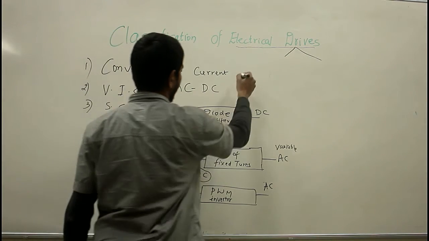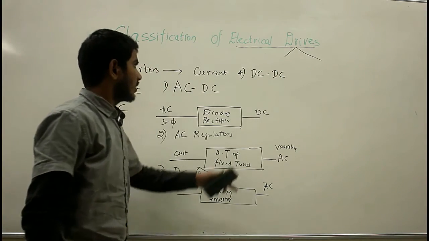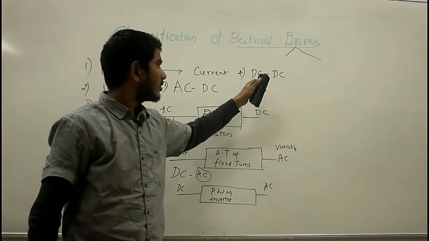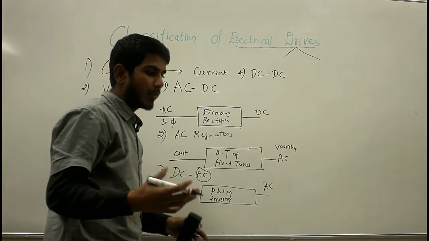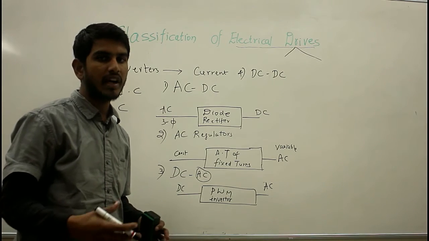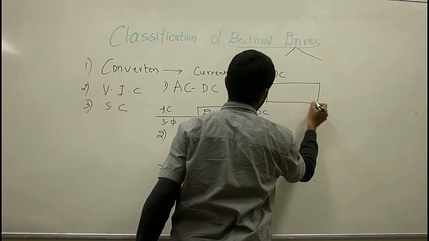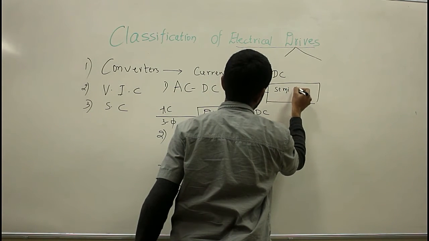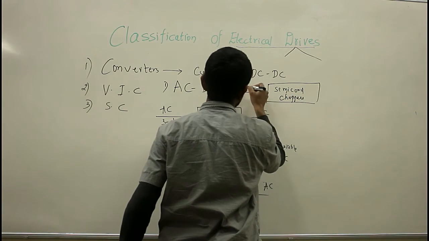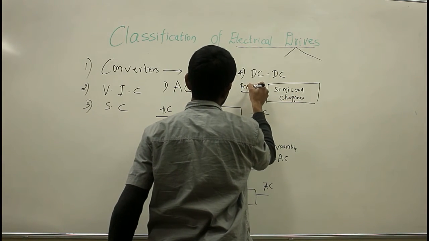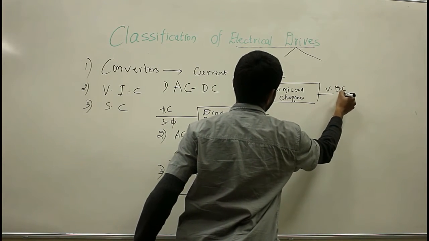Now the fourth type you are having is DC to DC converters. Basically, from a constant DC supply, we are extracting variable DC voltage employing power transistors, power MOSFETs or IGBTs. Here I am having semiconductor choppers. This is fixed DC voltage, and here I am having variable DC voltage.